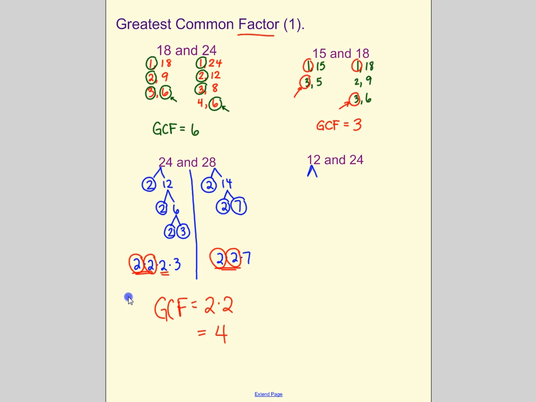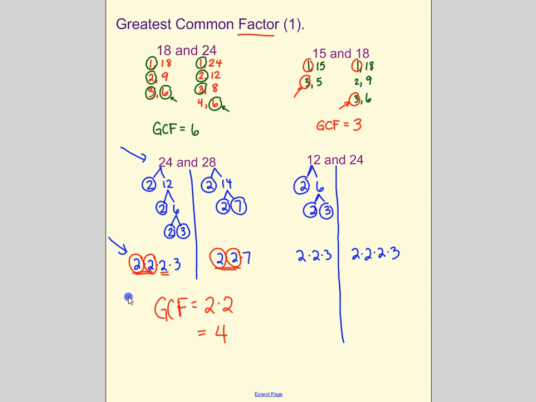12 breaks down into 2 times 6. 2 is prime. 6 breaks down into 2 times 3. Those are prime. So I have a 2 times 2 times 3. I'm going to draw my line just so I can separate because this can get a little messy. Now 24, well, I already did the prime factorization for 24 on the left over here. So I already know that prime factorization for 24 is 2 times 2 times 2 times 3. So feel free to use helpful previous information if you already did the work on it.